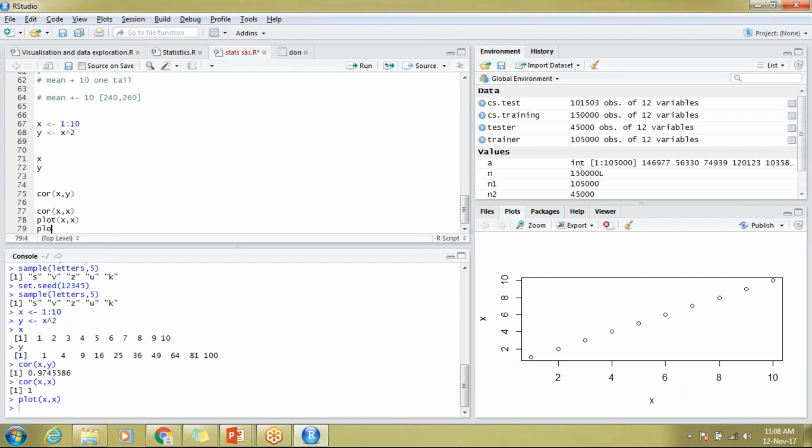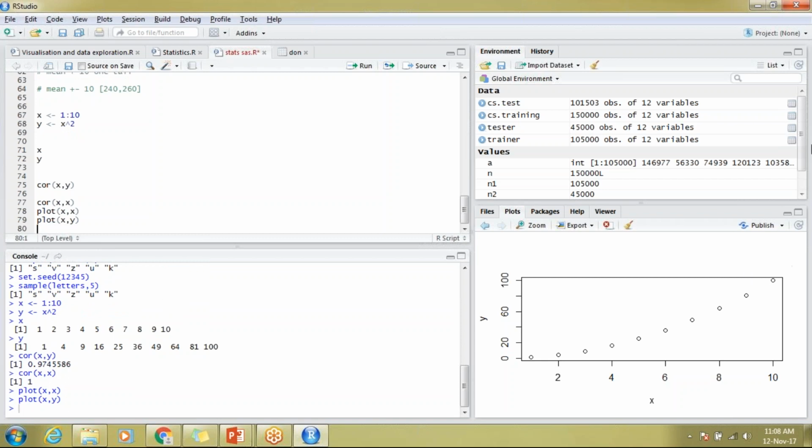But in the other case, x comma y, this was actually a square curve, or the variance was square. For that reason, the correlation value dropped down. So there was still a correlation, but lesser. This is what a correlation actually means. And for that, both of them have to be numeric variables.